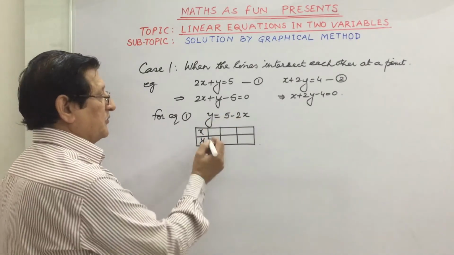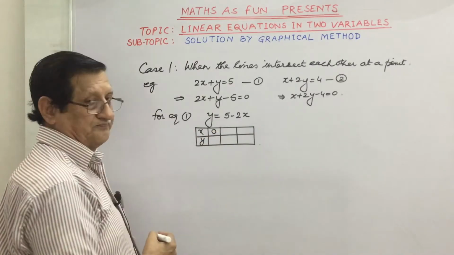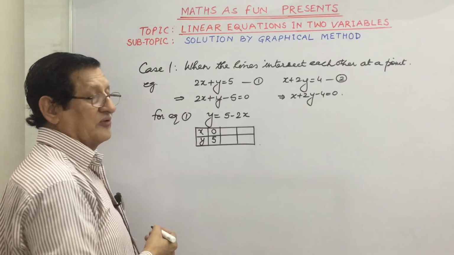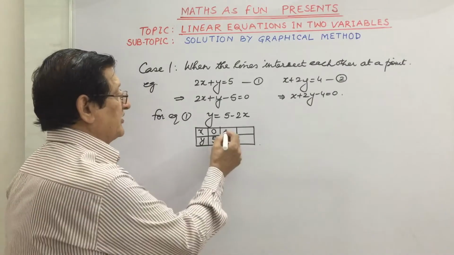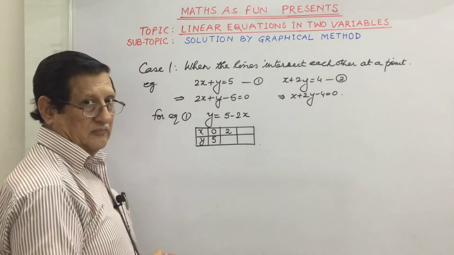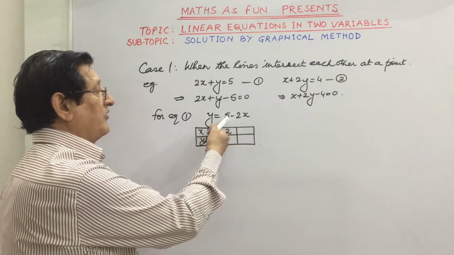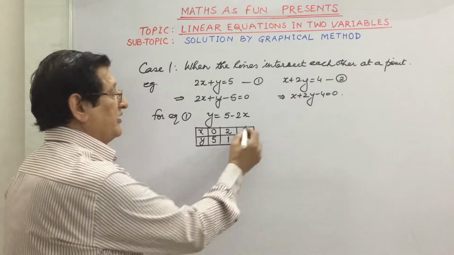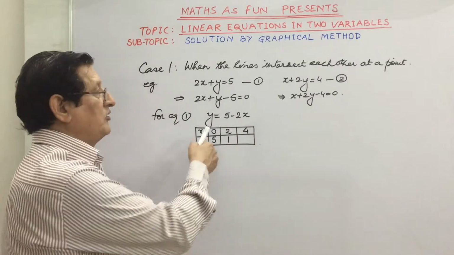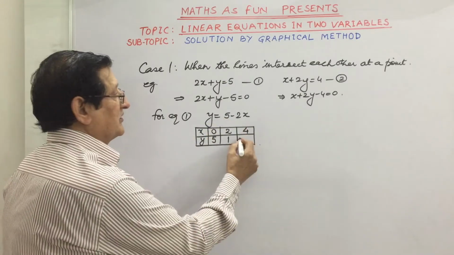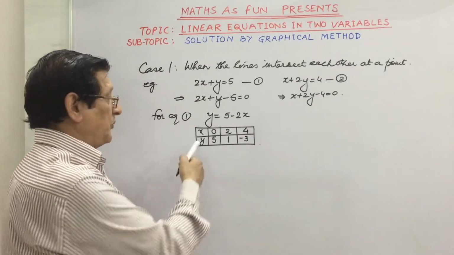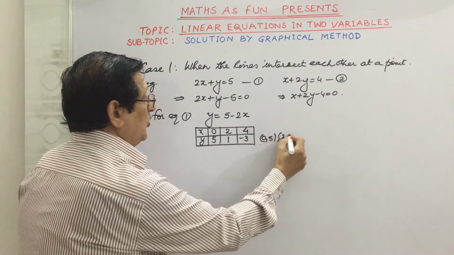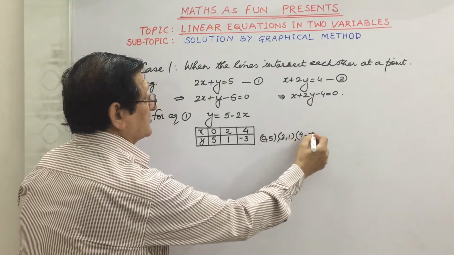Let's take x equal to 0. Then 5 minus 0 is 5, so the value of y will be 5. Suppose we take x as 2. Then the value of y will be 5 minus 4, that is 1. And if we take x as 4, then the value of y will be 5 minus 8, that is minus 3. So the points for this line are (0, 5), (2, 1) and (4, minus 3).